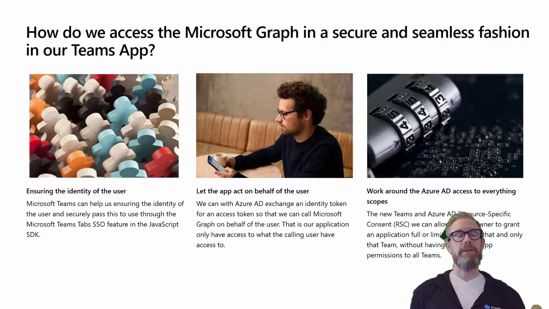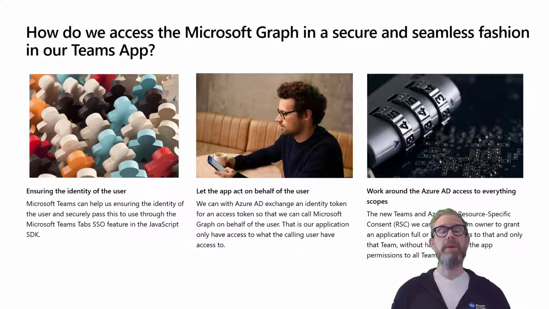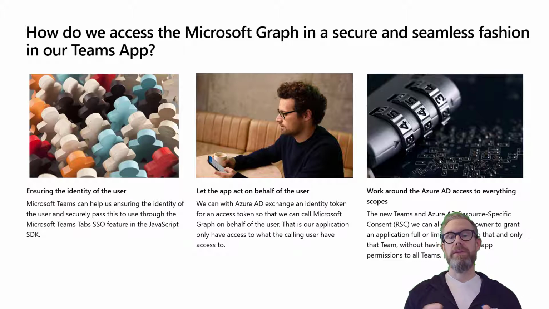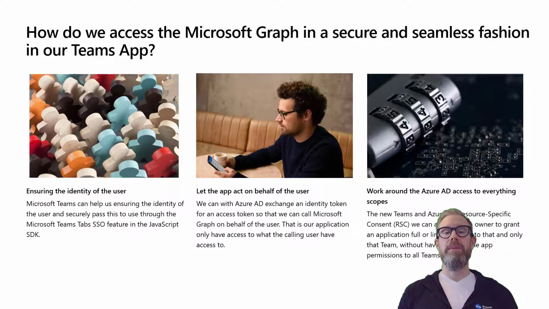And we can do that. And we will actually show that in the demo to get the user profile picture, for instance. However, going back to that group.readWrite.all kind of scenario, that's not typically what we want to give to our Teams app. So we'll take a look at the resource-specific consent and how we can tell our application to only get permissions for that team that the application is installed into.